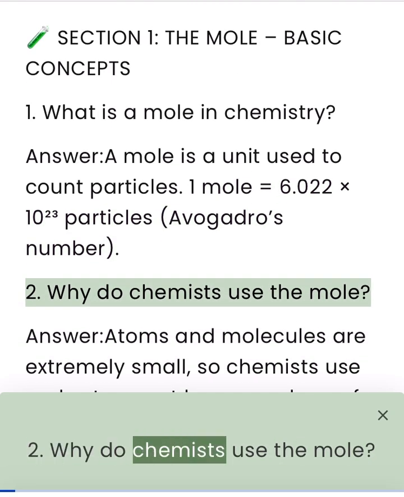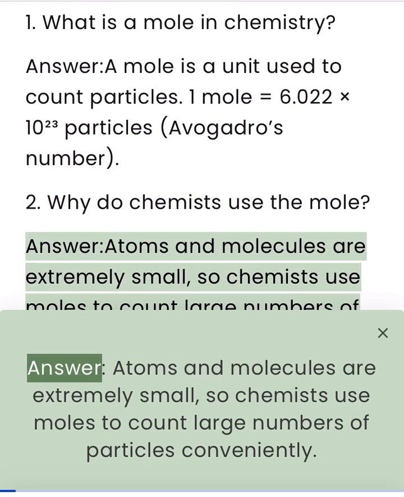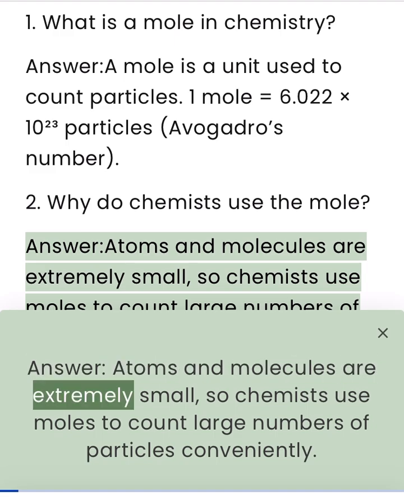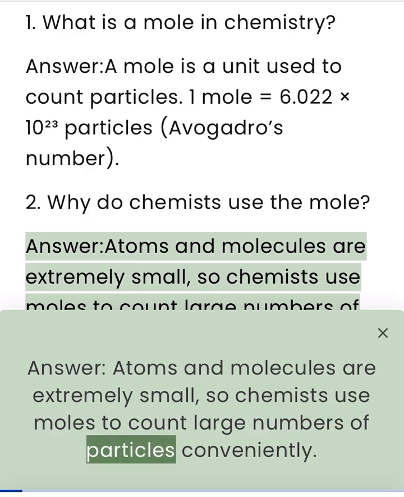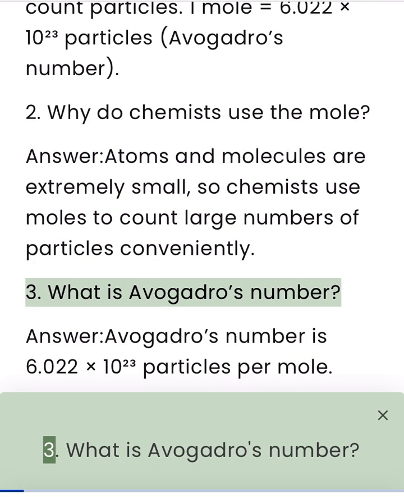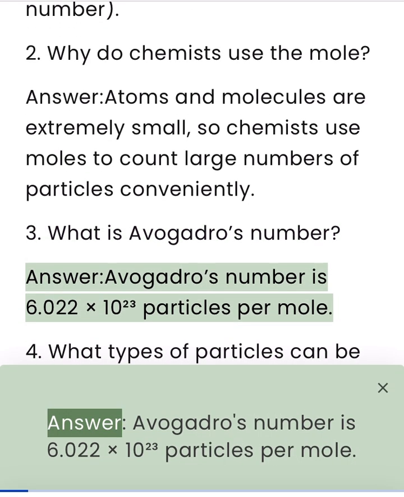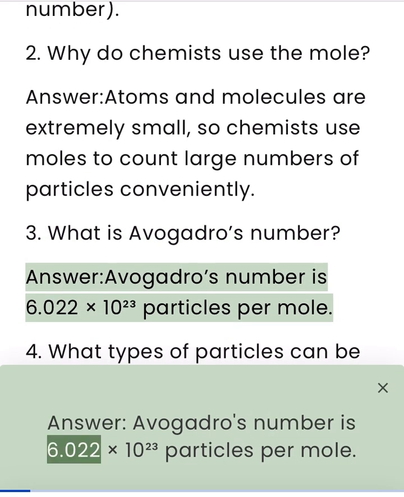2. Why do chemists use the mole? Answer. Atoms and molecules are extremely small, so chemists use moles to count large numbers of particles conveniently. 3. What is Avogadro's number? Answer. Avogadro's number is 6.022 × 10^23 particles per mole.